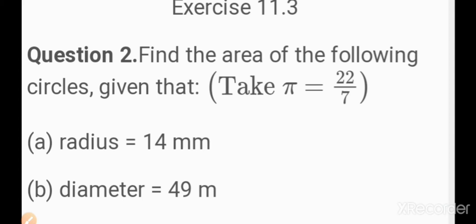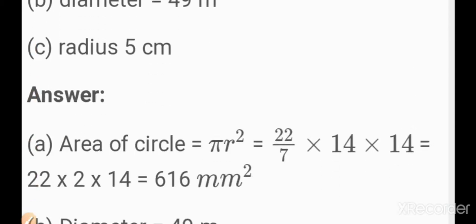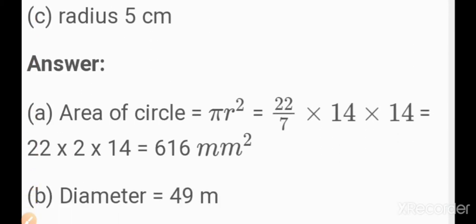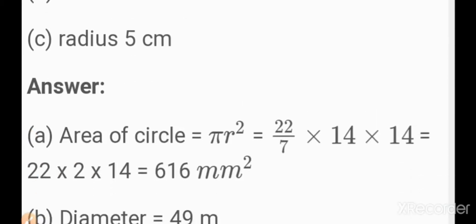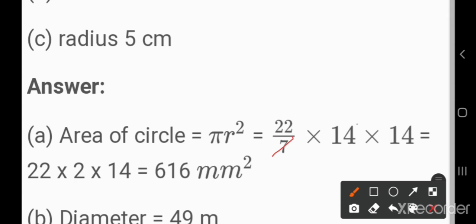What is the formula for the area of a circle? Pi r square. So, area of the circle equals pi r square. Pi value is 22/7. R is given as 14 millimeters. So, 14 into 14. 7 and 14 get cancelled. Now we have 2, so 22 into 2 into 14. When you multiply, you will get the answer as 616 millimeters square.